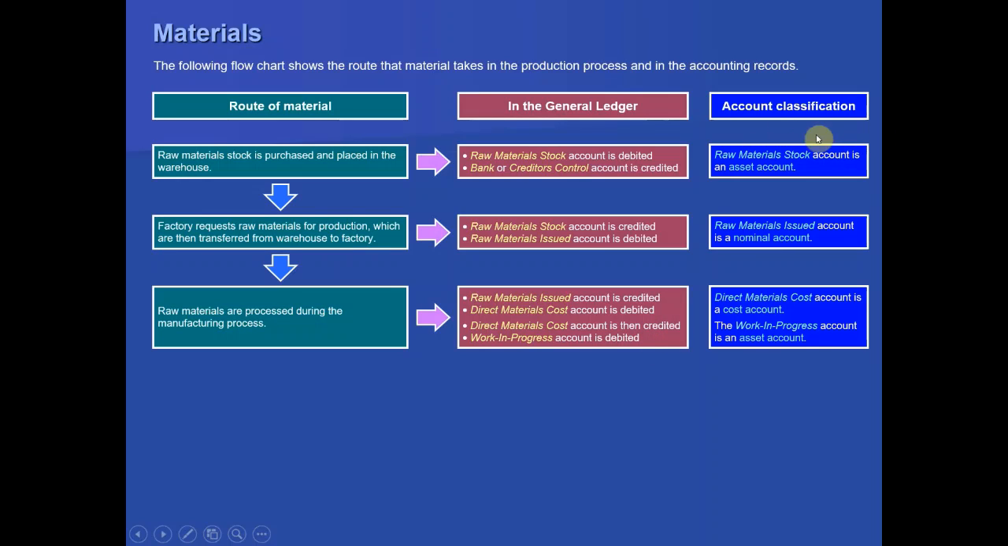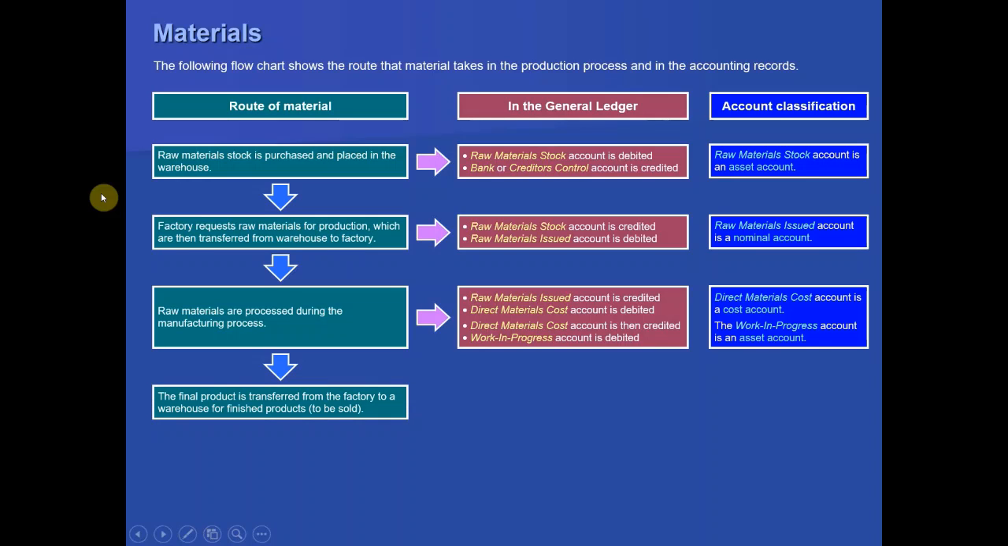So we basically started with an asset account, we transform it into an expense account by crediting the raw material stock account, and then we transfer that expense account into a cost account by creating the direct material cost, and then finally transfer it into an asset account, namely work in progress. So it's quite an evolved process.